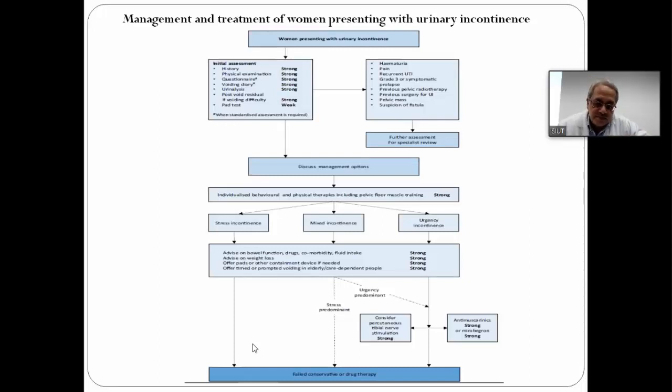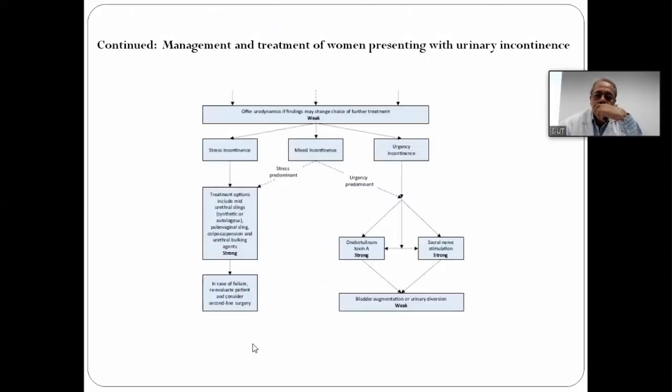Okay. If the initial treatment and the antimuscarinic have failed, then we offer urodynamic studies, as findings may change further treatment. And for stress incontinence, advanced treatment options include mid-urethral sling, vaginal sling, colposuspension, and urethral bulking agents.